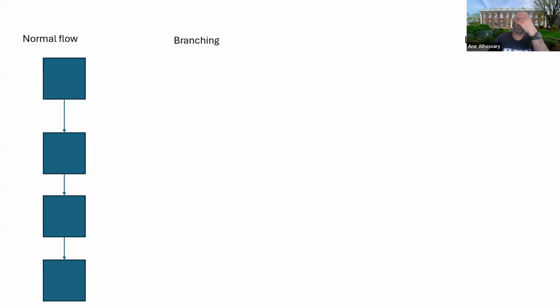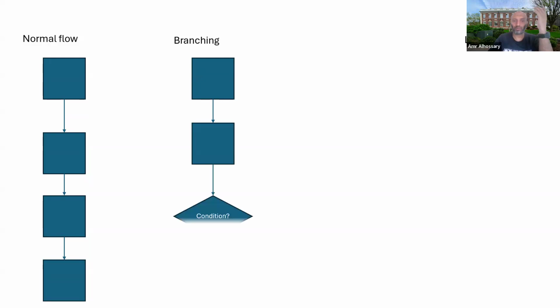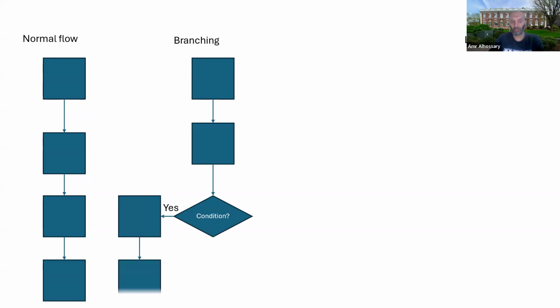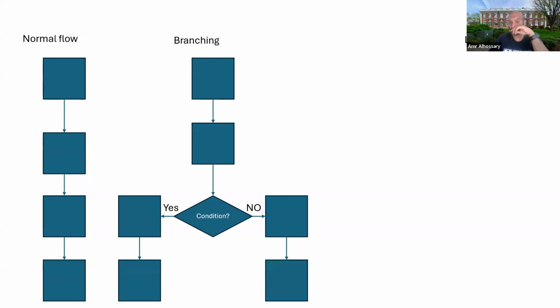Now, the first case of flow control is called branching. When you have one instruction, then another instruction, then you reach a crossroad. Based on a condition, if the condition is true, you go in one direction and continue in it. And if the condition is false, you go in another direction, called here a branch, and continue in it. Make sense? Yeah, makes sense.